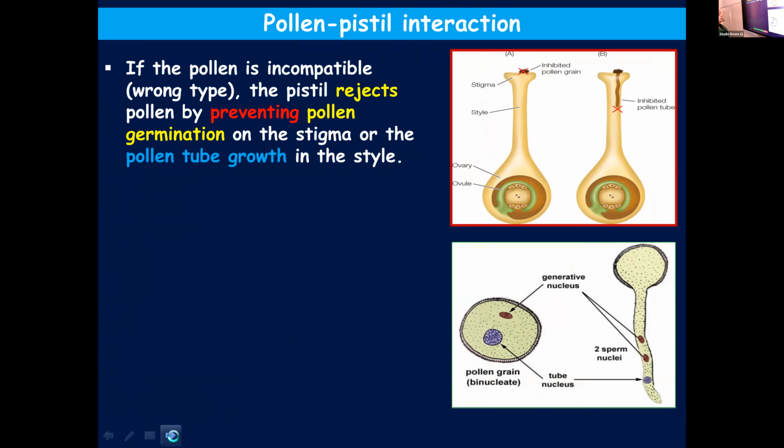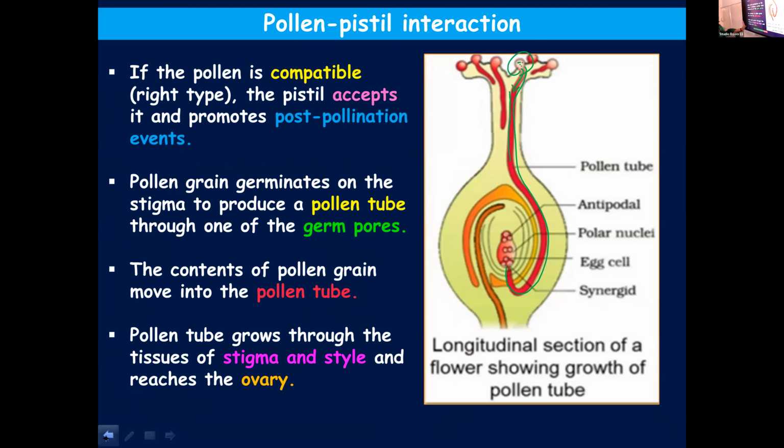If the pollen is incompatible, I think you understood what happens. See once again, if the pollen is compatible, the pistil will accept it and promote post-pollination events. The pollen will germinate, and the pollen tube will be formed through one of the openings known as germ pores present in the exine layer. The contents of the pollen will be transferred to the pollen tube, and the pollen tube will grow through the stigma and style, reach the ovary, and enter the ovule. And inside the ovule, what is there, children? Where is the egg cell present?